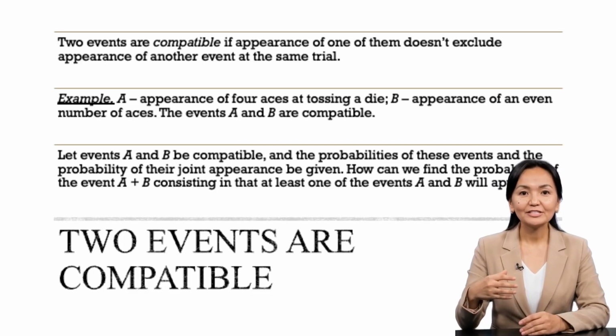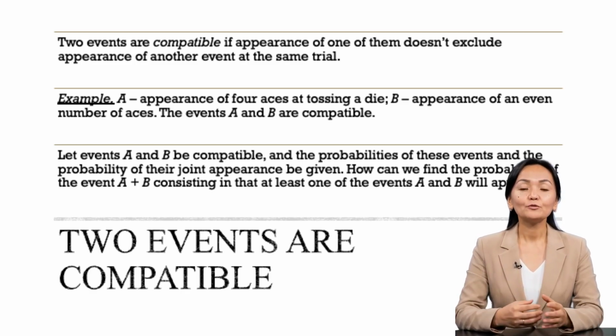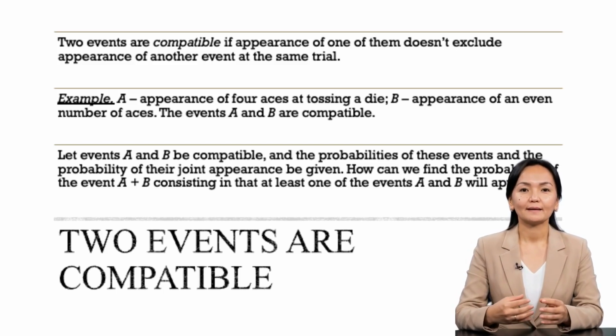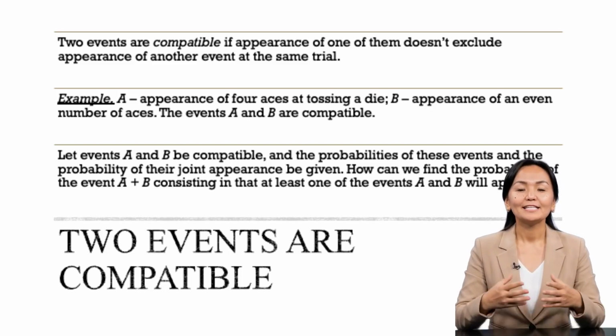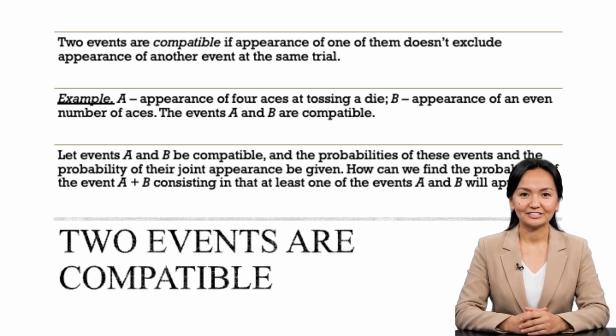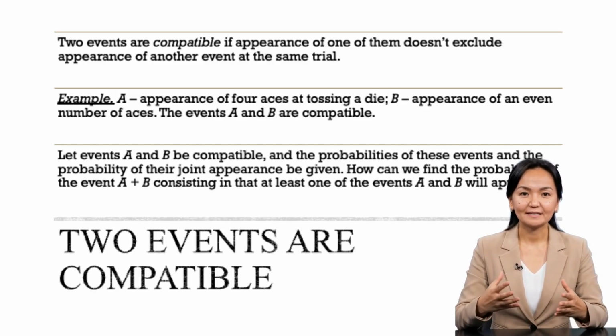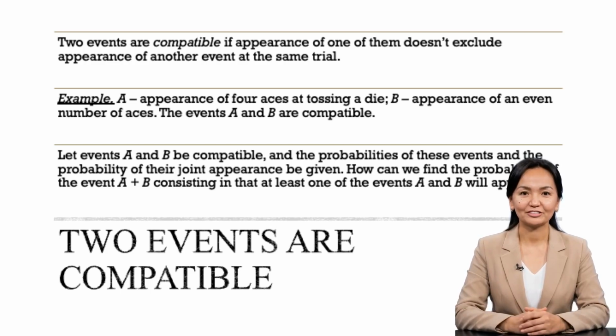Before we dive into the theorem, let's make sure we understand what compatible events are. Two events are compatible if the appearance of one of them does not exclude the appearance of another event at the same trial. In other words, compatible events can occur simultaneously. Consider this example. Event A is the appearance of 4 aces when tossing a die, and event B is the appearance of an even number of aces.